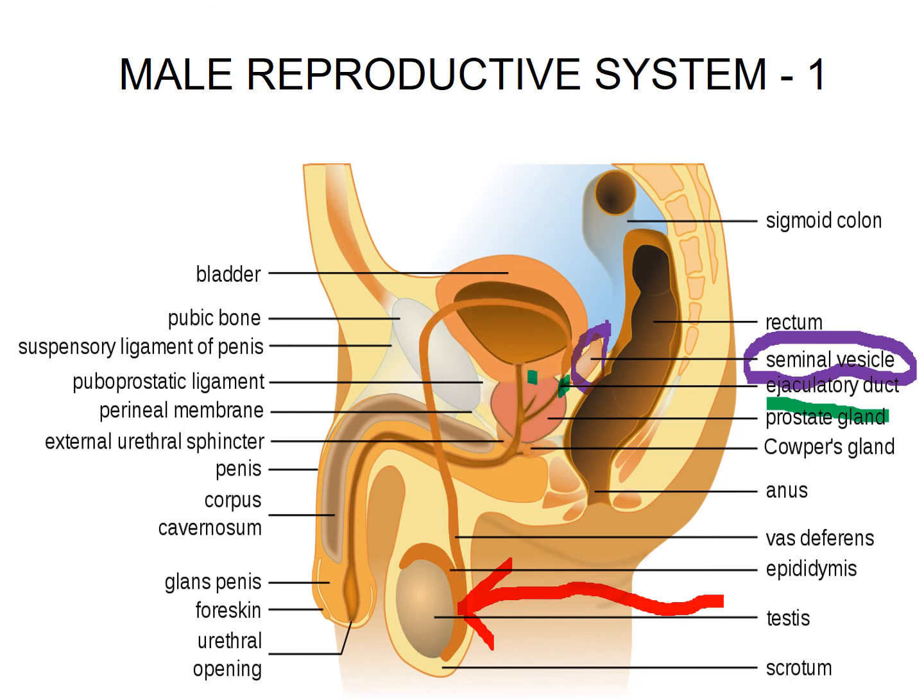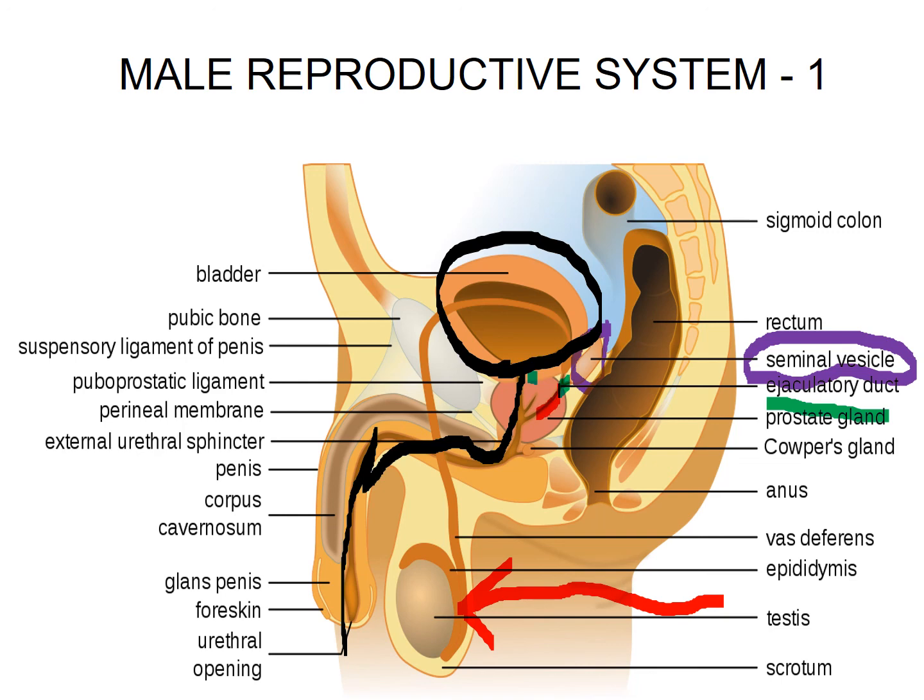And you can see, if we take a look at this picture, here's the bladder in black, and there's the urethra that I'm highlighting also in black. There we go. So the ejaculatory duct actually runs and combines with the urethra, and that is how the semen will eventually leave the male body.